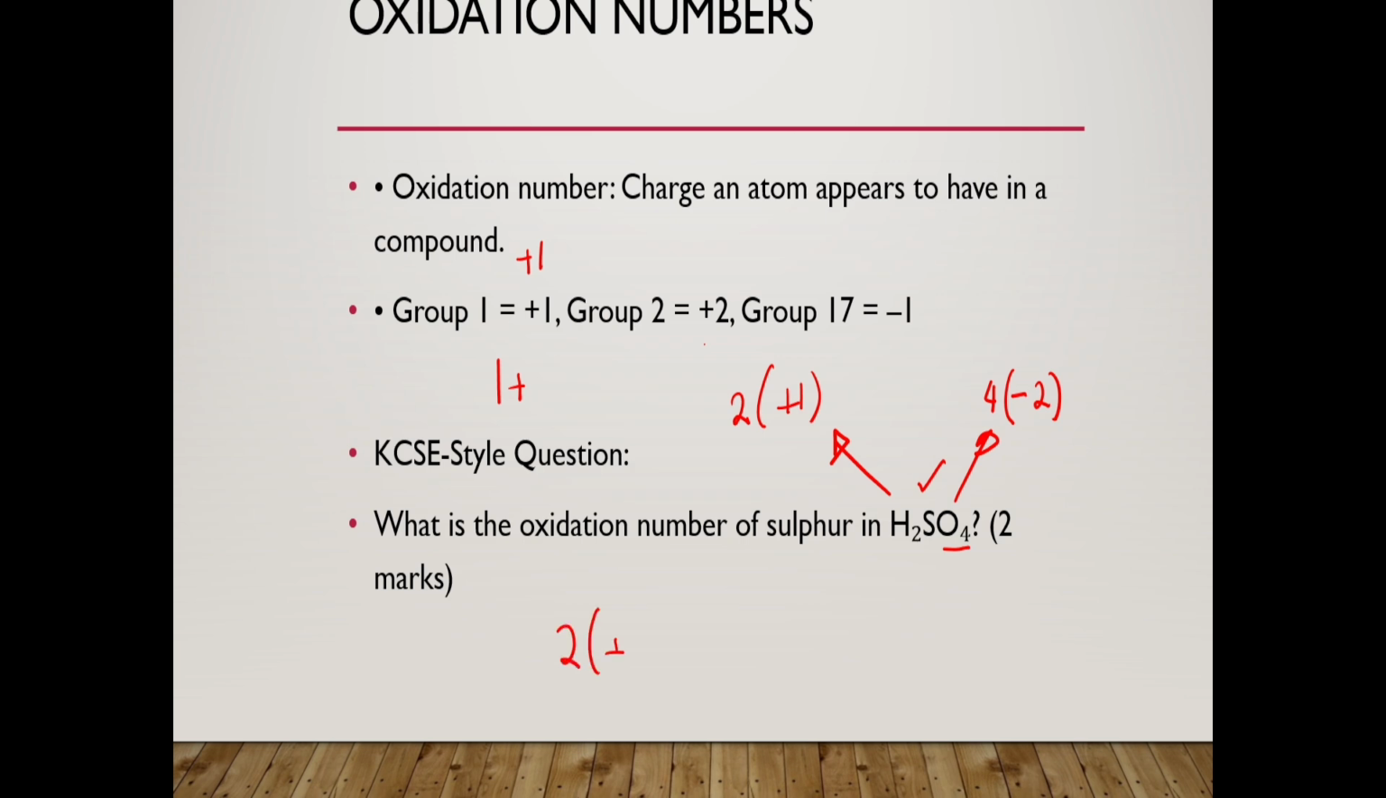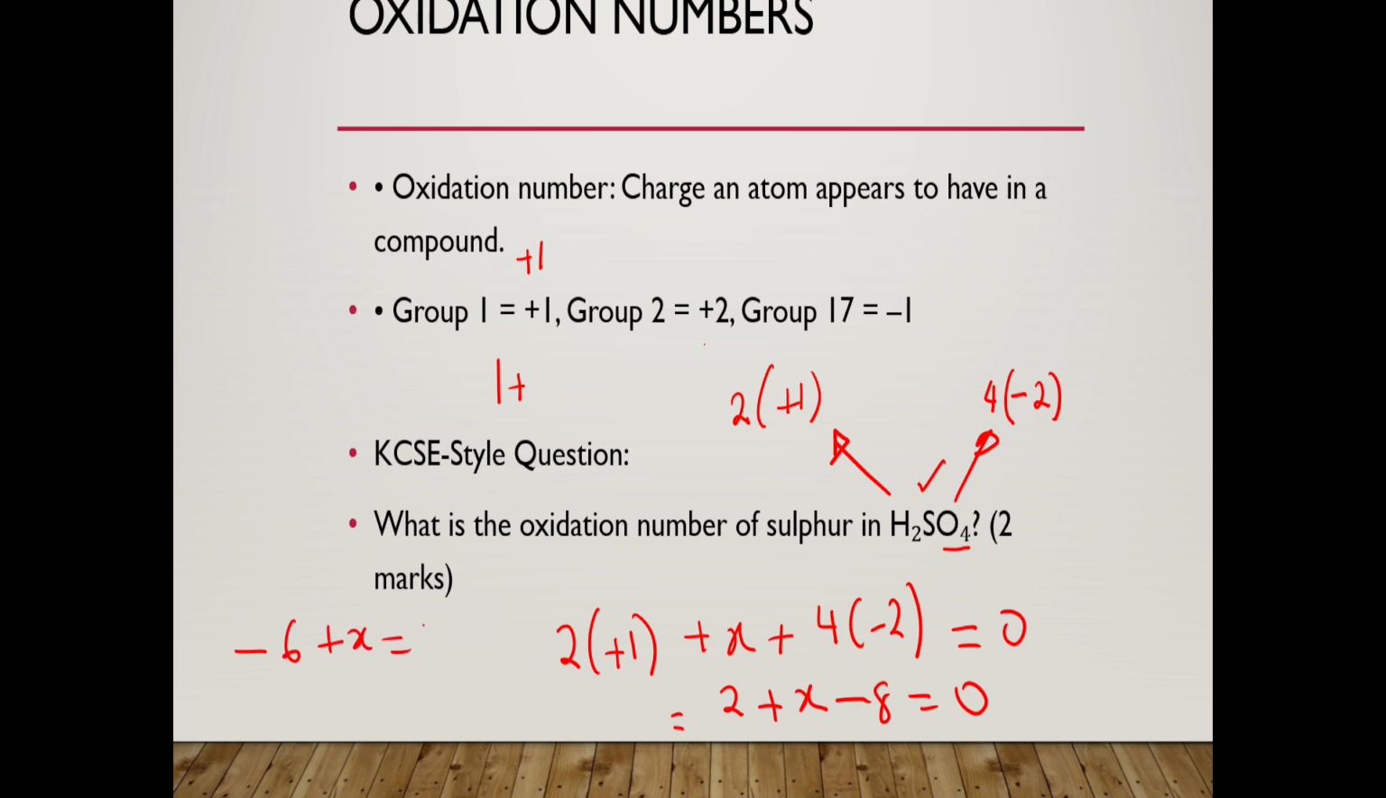So let's write it here. 2 times +1, plus your sulfur, which is X, plus 4 times -2, will be equal to 0, because it's a stable compound. So 2 times 1 is 2, plus X, 4 times -2 is -8, equal to 0. So you have 2 plus X minus 8. 2 minus 8 is -6, plus X equals 0. So our X is +6. The oxidation number of sulfur is +6.